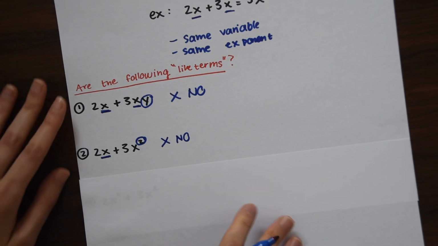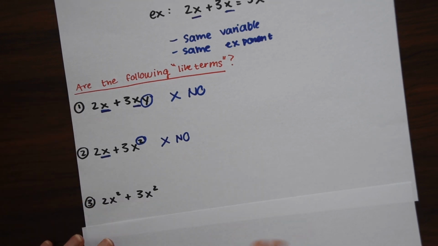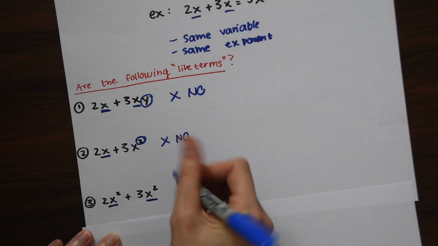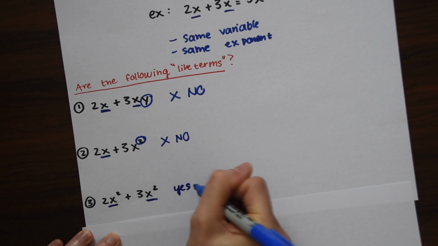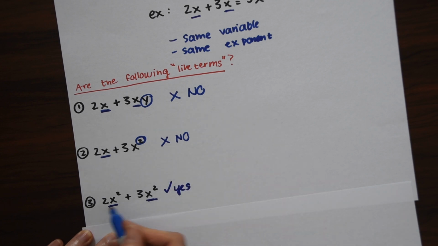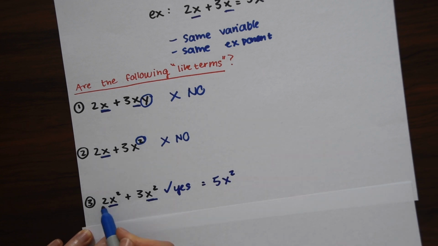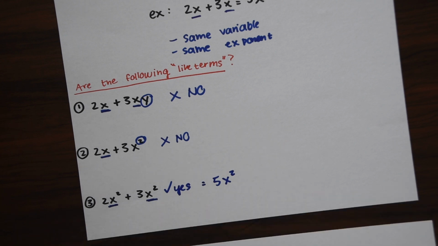And now let's look at one more example. 2x squared plus 3x squared. So 2 is being multiplied by x squared, and now 3 is being multiplied by x squared. They have the same variable and the same exponent value. So yes, we can combine like terms here. When we do, this is equal to 5x squared because we're just adding 2 plus 3 and then adding on that common variable they have, which is x squared. So this is just a little summary of how to combine like terms.